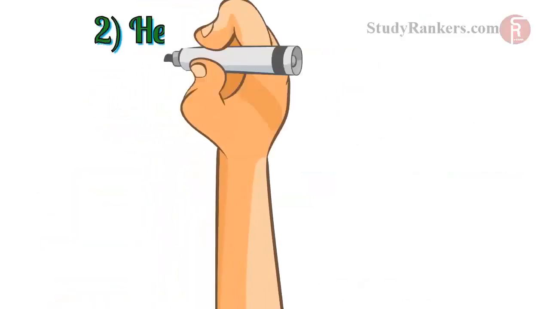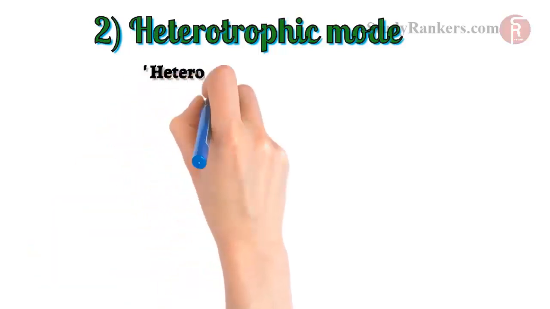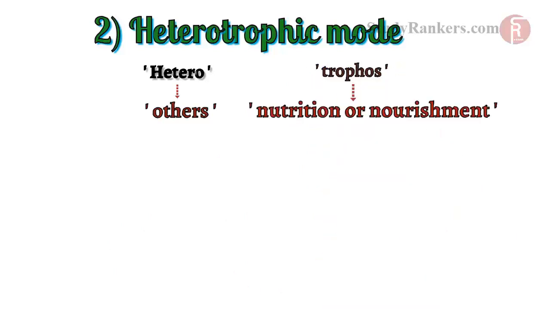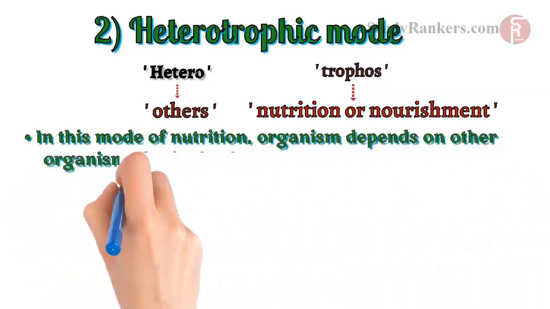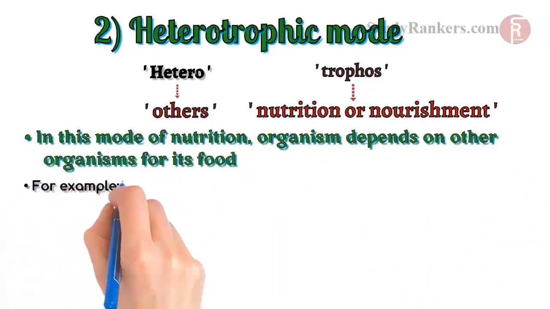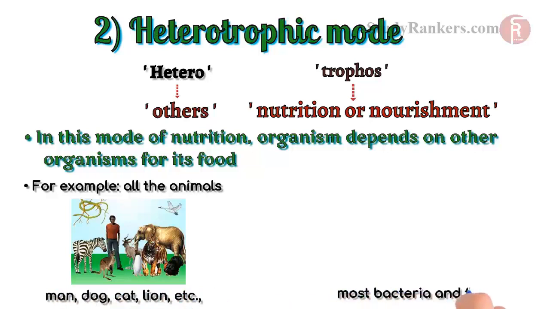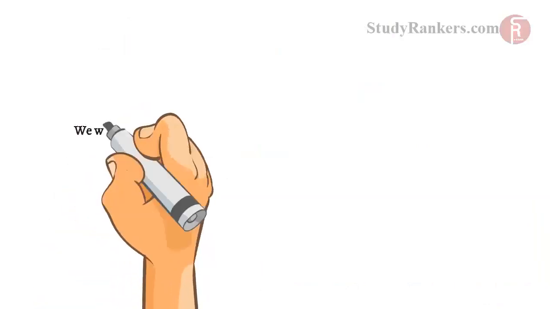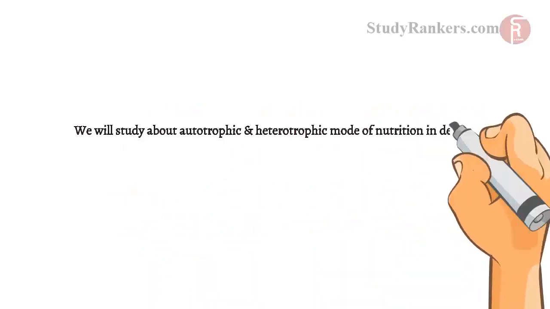And the second one is heterotrophic mode. As the name suggests, hetero means others and tropho means nutrition or nourishment. In this mode of nutrition, organisms depend on other organisms for their food. For example, all the animals, man, dog, cat, lion, etc., most bacteria and fungi. Now, we will study about autotrophic and heterotrophic mode of nutrition in detail.